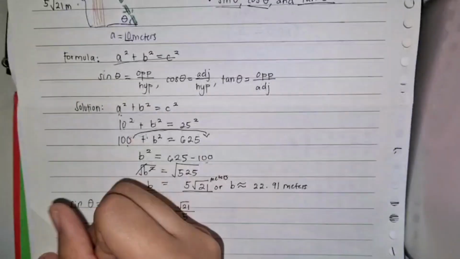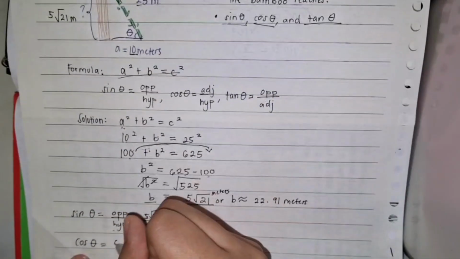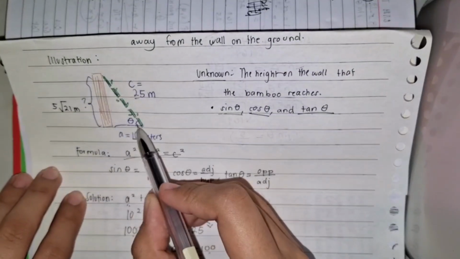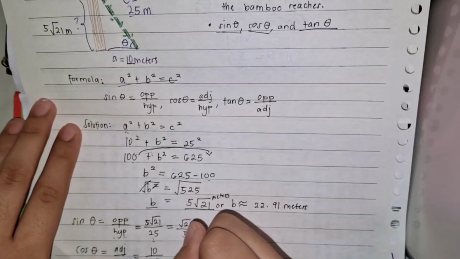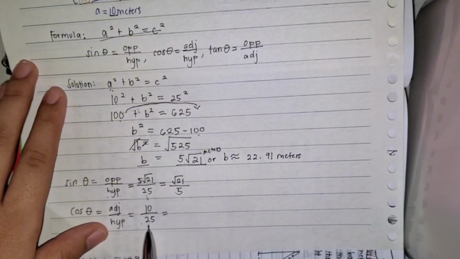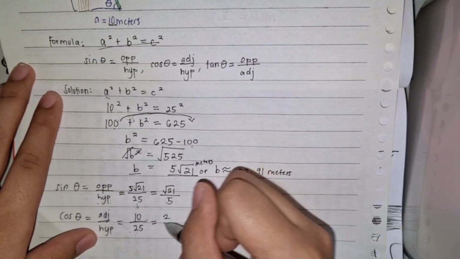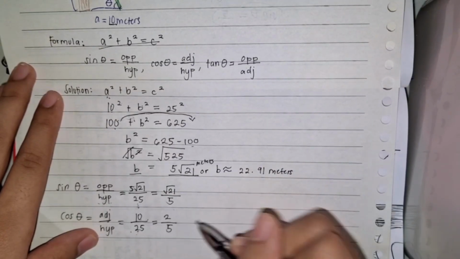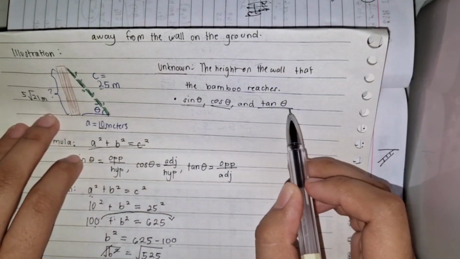For the cos theta, we can use this formula, adjacent over hypotenuse. So the adjacent of the angle is 10. We can write it here, and the hypotenuse is 25. This can still be simplified. So 10 divided by 5 is 2. 25 divided by 5 is 5. So we have this. And for the last one that we are looking for, tan theta.